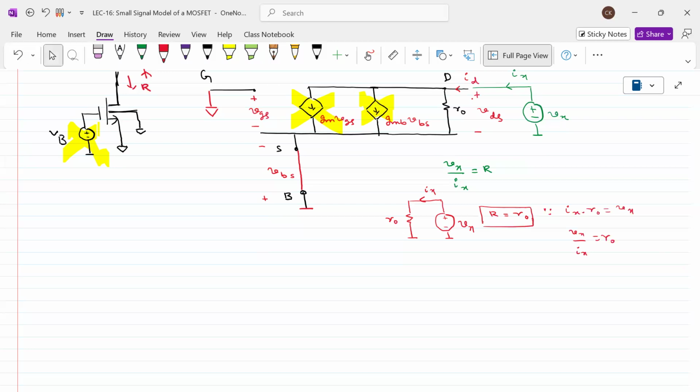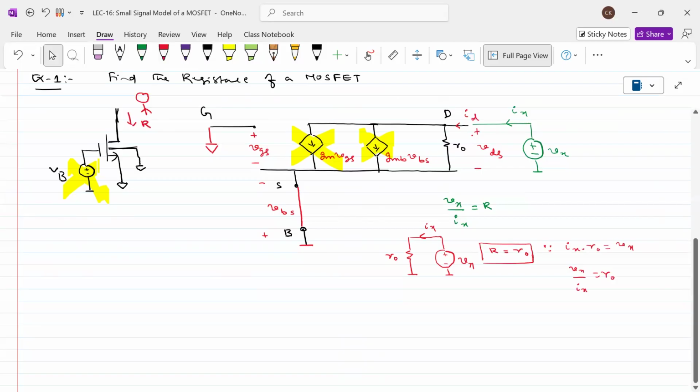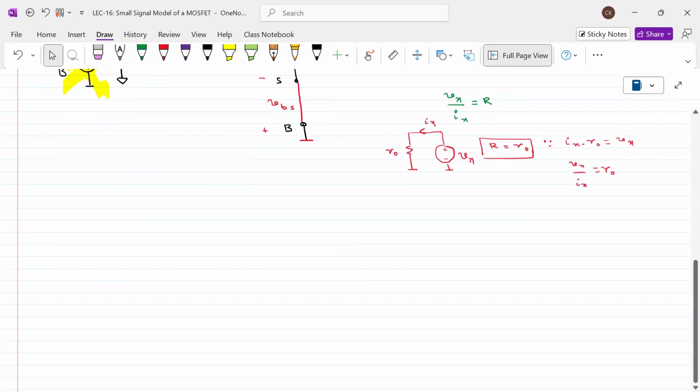If I take a MOSFET something like this, and I ask you to find the resistance looking from the drain, what should be your answer? It should be R naught. What is R naught? In the last class we have seen that: R naught is 1 by lambda times ID. This value is approximately 20 kilo ohms. Of course, I have not mentioned anything about ID, but usually it will be around 20 kilo ohms.